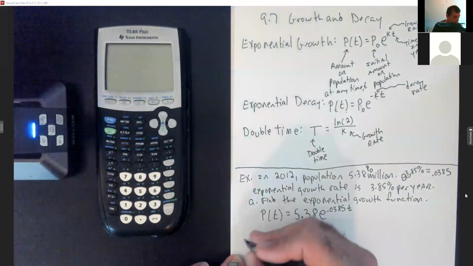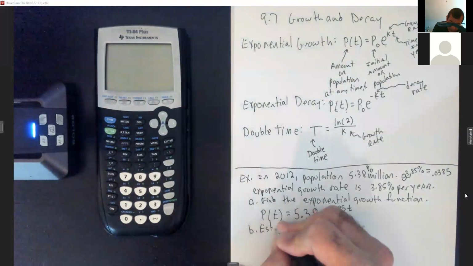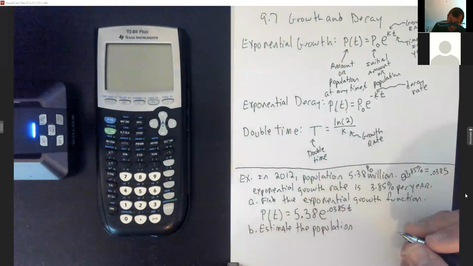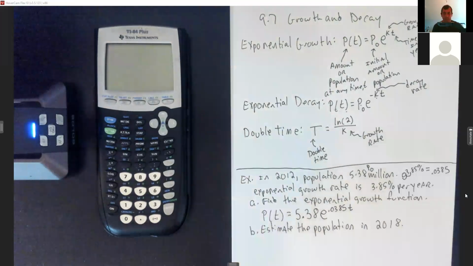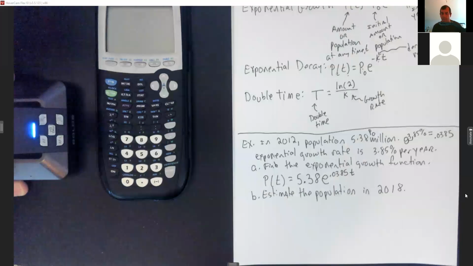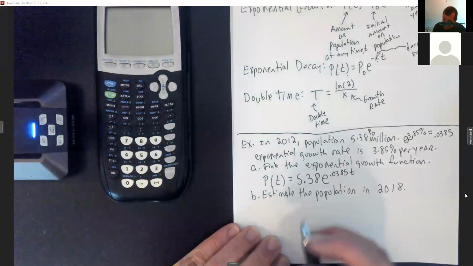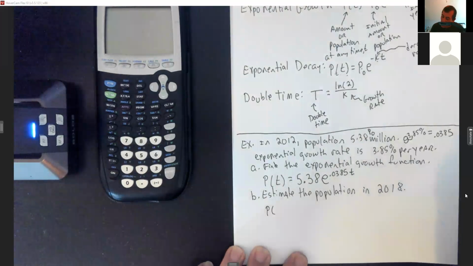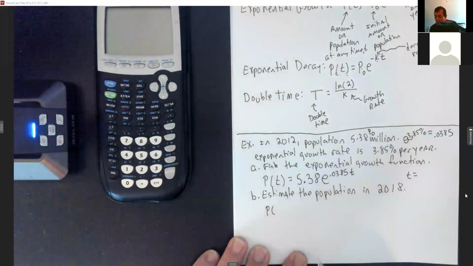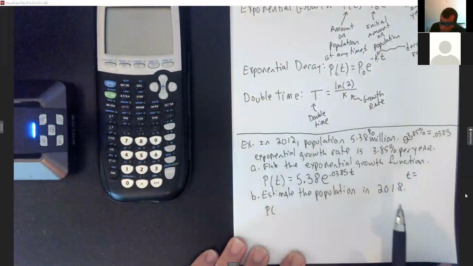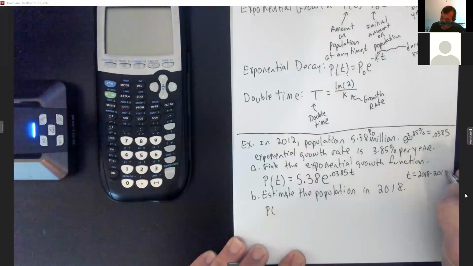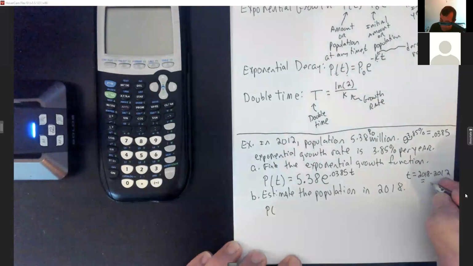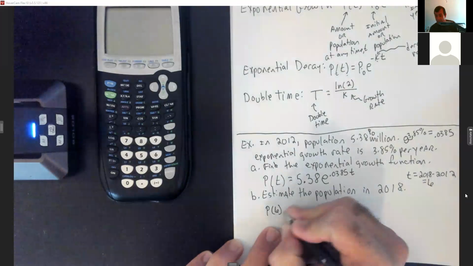Part B, estimate the population in the year 2018. So we're going to use this formula right here. Since the year is 2018, we need to figure out what t is going to equal. Our initial year was 2012, and we're looking at 2018. So we take 2018 minus 2012. What did y'all say? 6. Okay, 6, there you go. Which means we're finding P of 6 on this equation.